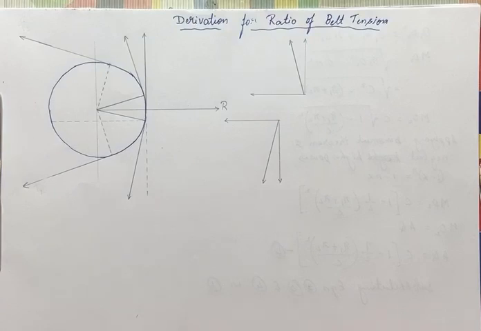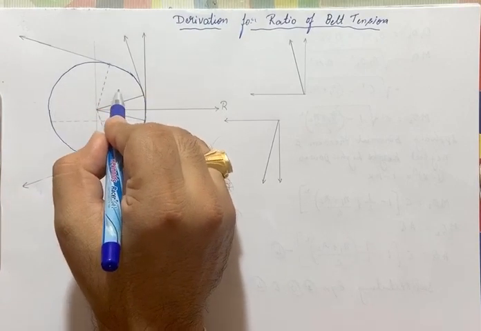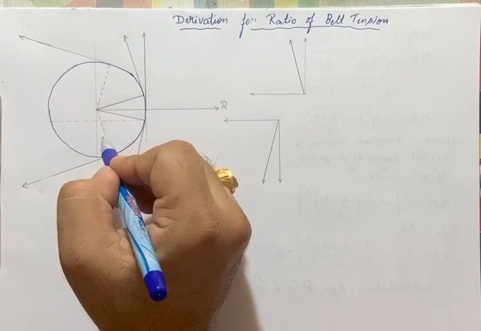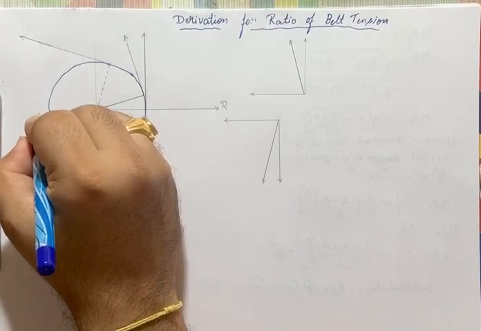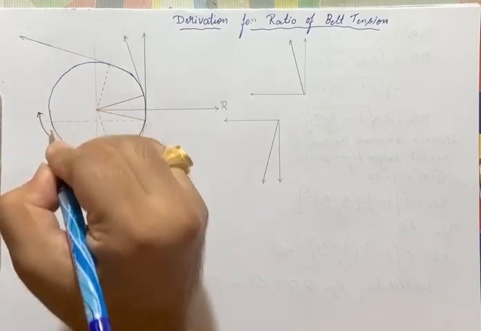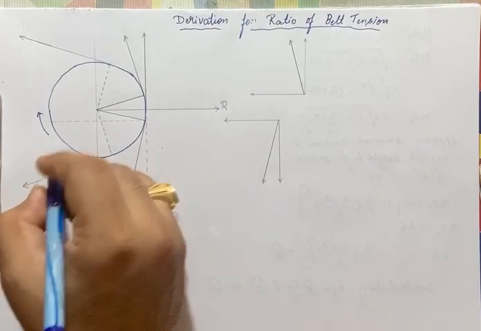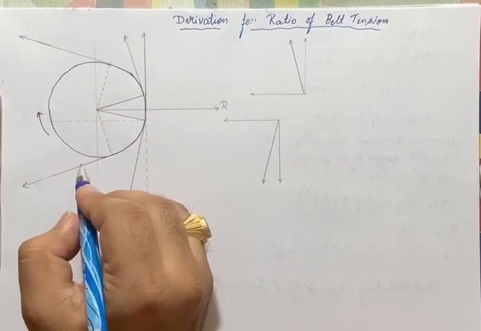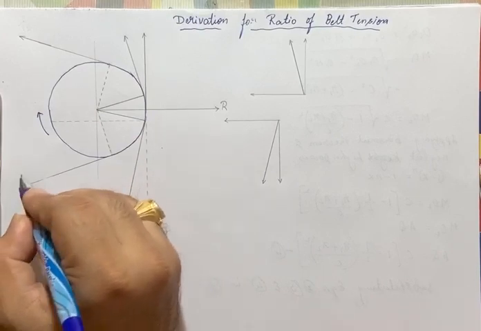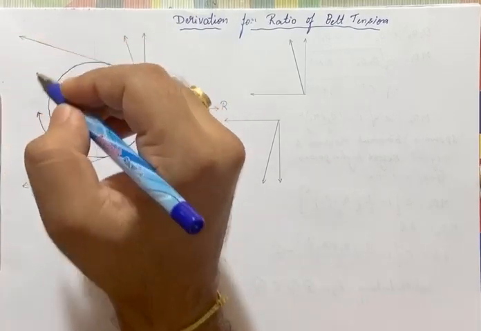What we have considered here is the driven pulley, which is rotating in clockwise direction. So these are the belts. This is one belt side, and this is the other belt side. This is the tight side belt and this is the slack side belt.